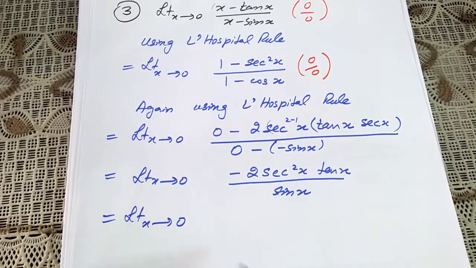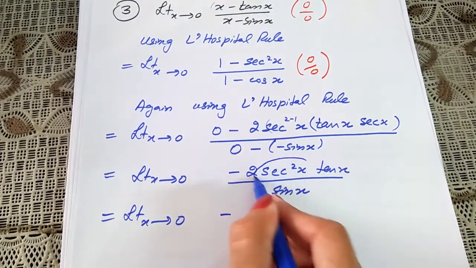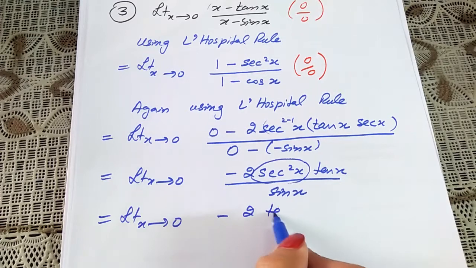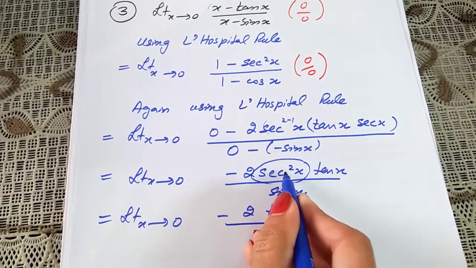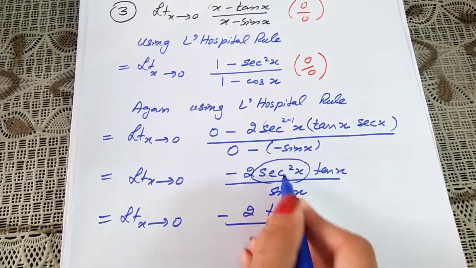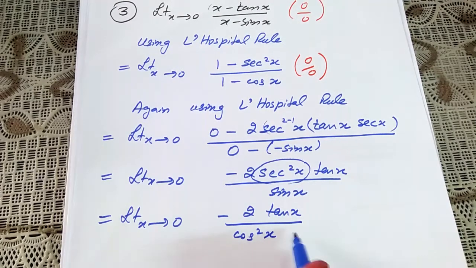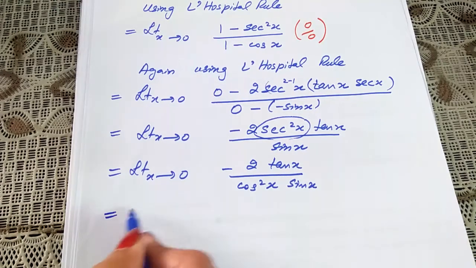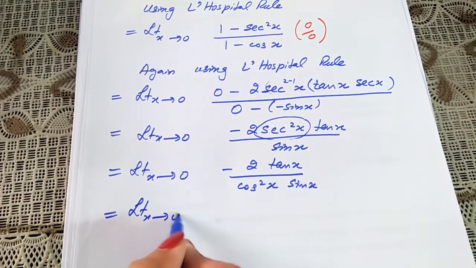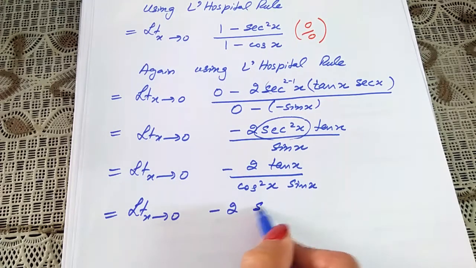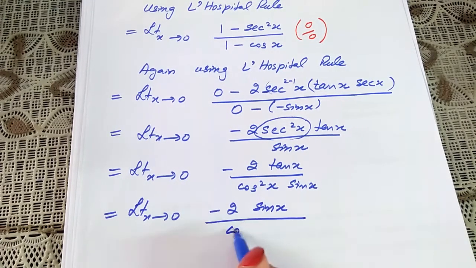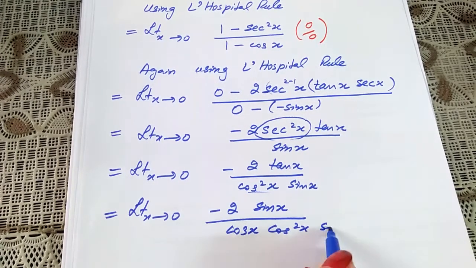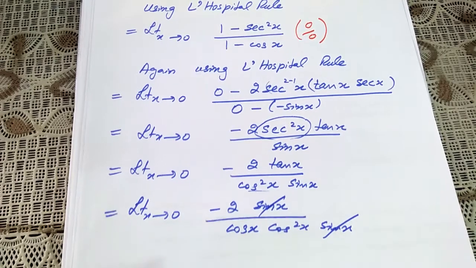Simplified limit x approaches to 0. Secant square x can be written as 1 over cos square of x. So it will be 2 tan x over 1 over cos square of x. So cos square of x will come down here and sin x as it is. Then open your tan x or the tangent x. The tangent x is sin x divided by cos x. These two terms will come as it is. Now sin x is cancelled with sin x.